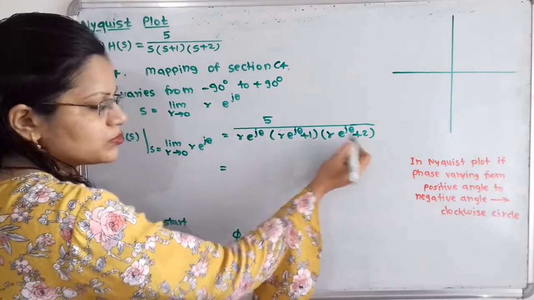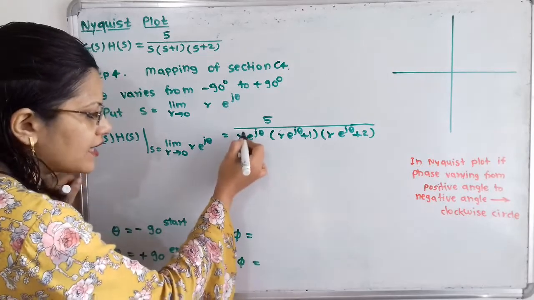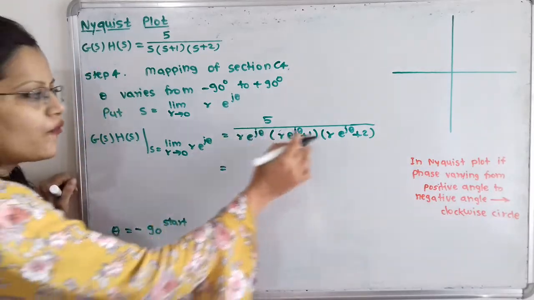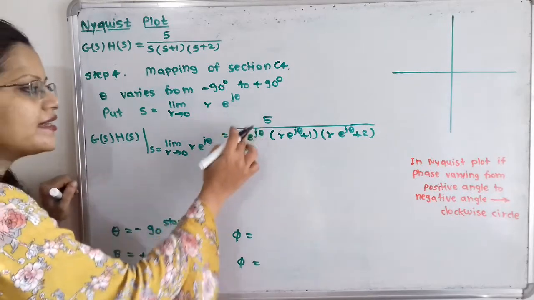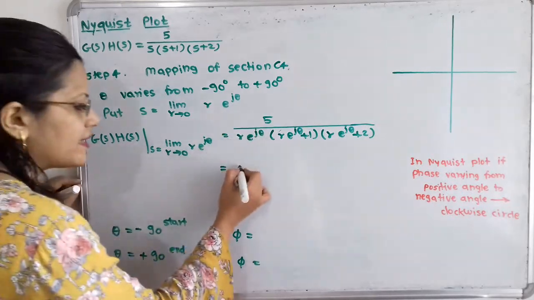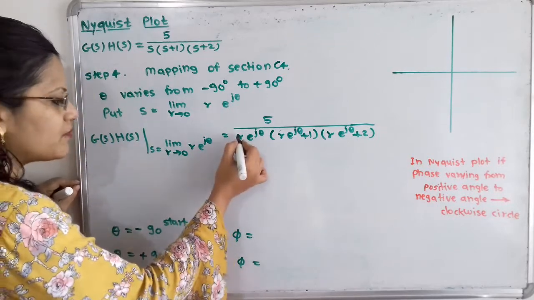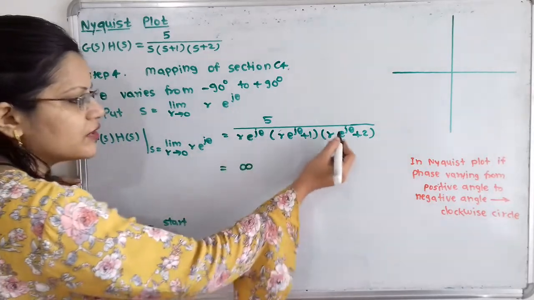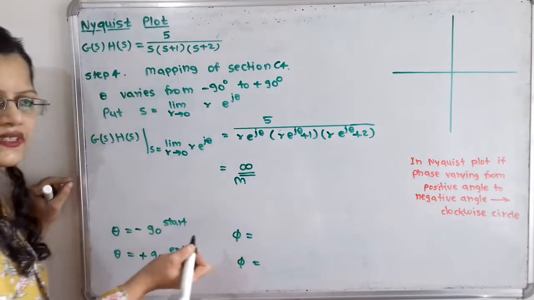0 plus 2, that is 2. So 1 multiplied by 2, but here r is already present. So 1 multiplied by 2 multiplied by 0, that is 0. So anything divided by 0, that is infinity. So this infinity, because when we put the value of r is equal to 0, then this is the magnitude, that is I will say m.